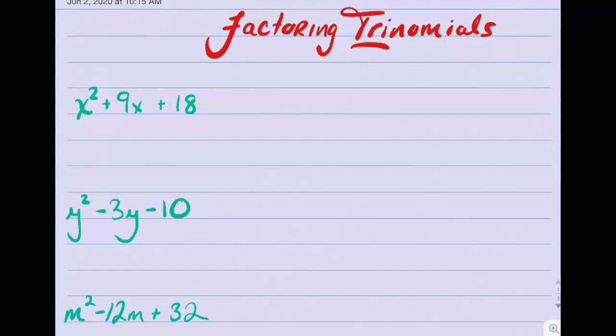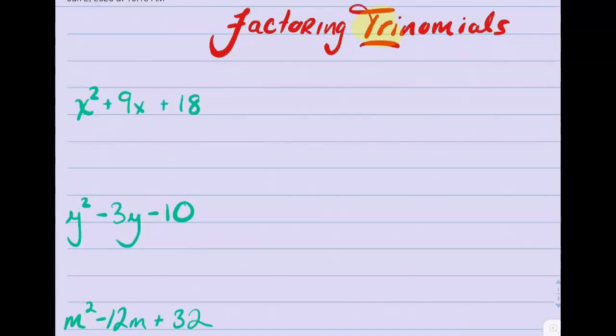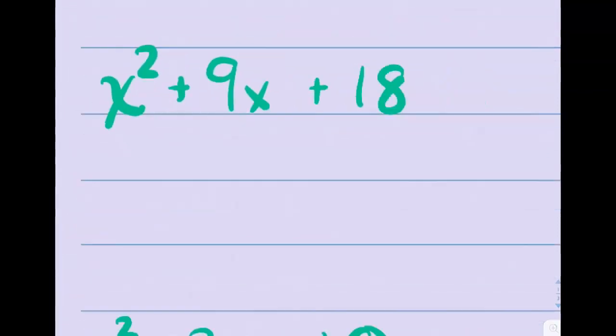Okay, so a trinomial, first of all. Tri means 3. Remember, a binomial was 2 terms. A trinomial is 1, 2, 3 terms, separated by a plus, minus, or equals. So we're factoring this trinomial.